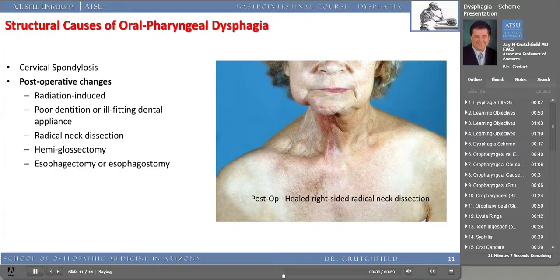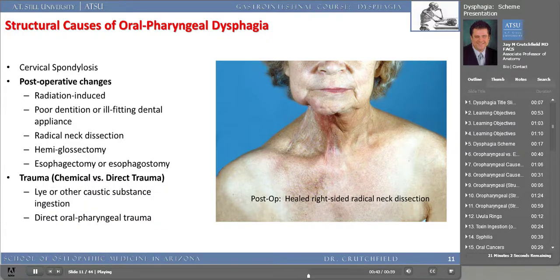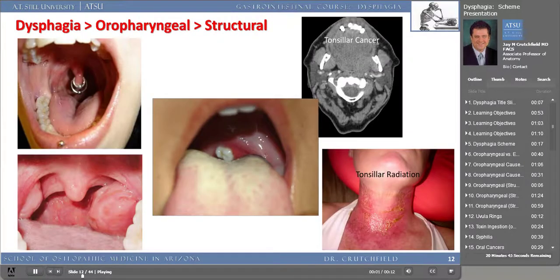Direct trauma, such as being stabbed in the neck, can cause dysphagia. That seems inherently obvious. Or patients who drink lye or acid burns. These are caustic injuries, and these too can cause oropharyngeal dysphagia by causing strictures of the upper airway and the proximal esophagus, as well as the oropharynx. This picture speaks for itself. This is an obvious example of a structural interface causing structural oropharyngeal dysphagia.